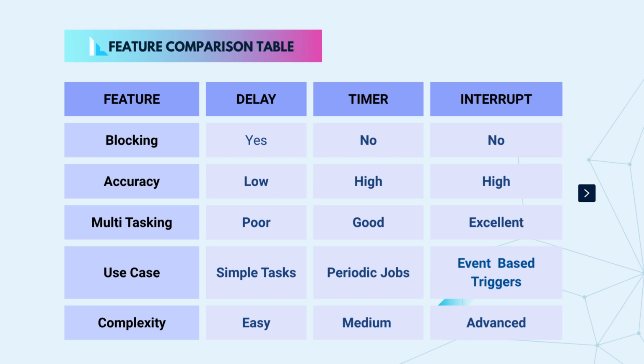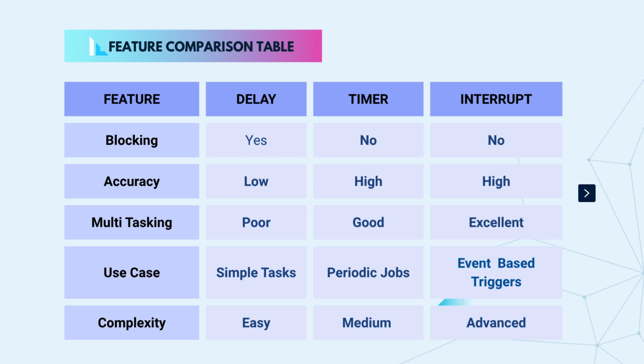Next up, multitasking. With delay, multitasking is nearly impossible. Timers allow multitasking because they trigger actions while other code continues. Interrupts are even better, they allow your system to respond immediately to external or internal events while multitasking efficiently. Accuracy matters too. Delays can be off by a few milliseconds or worse, depending on how busy your CPU is. Timers, being hardware-based, offer precise timing, down to microseconds if needed. Interrupts are also highly accurate, they execute almost instantly after the triggering event.